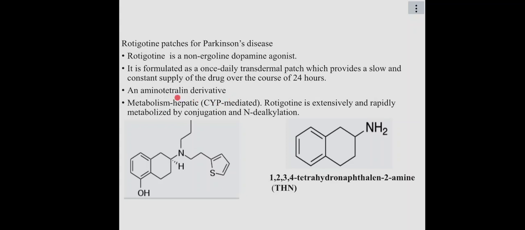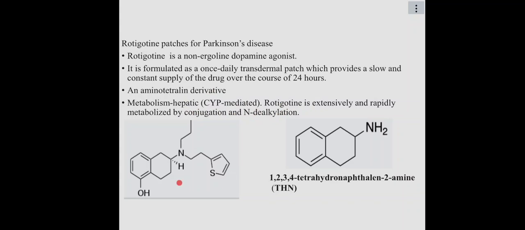Monooxidase. These are the mixed function oxidases. These are the enzymes, or the cytochrome P450 enzymes, that are responsible for its metabolism. Rotigotine is extensively and rapidly metabolized by conjugation and N-dealkylation.